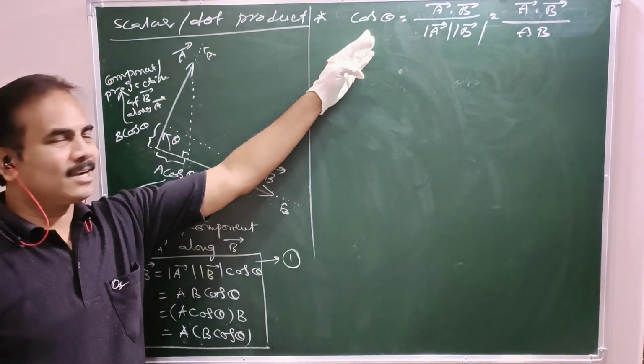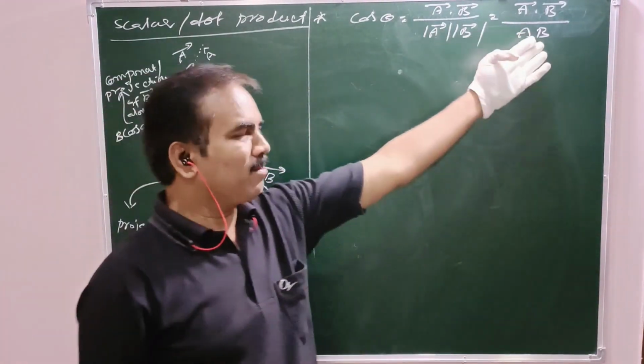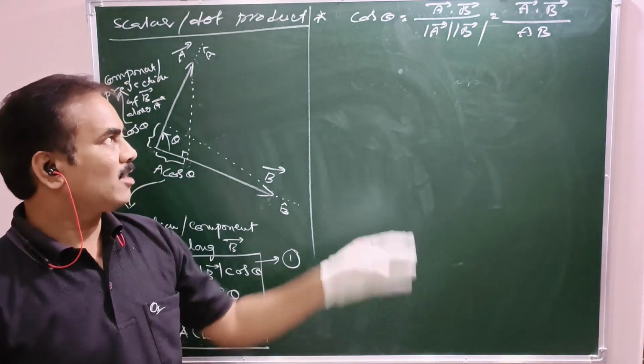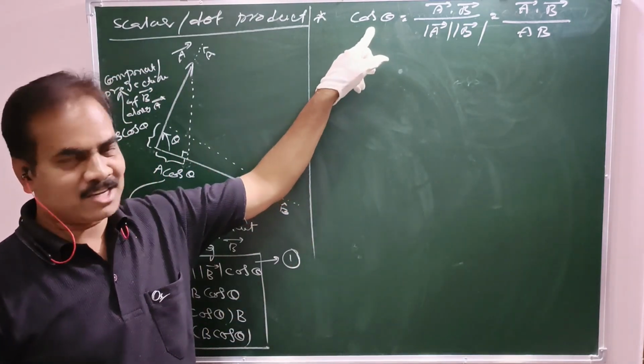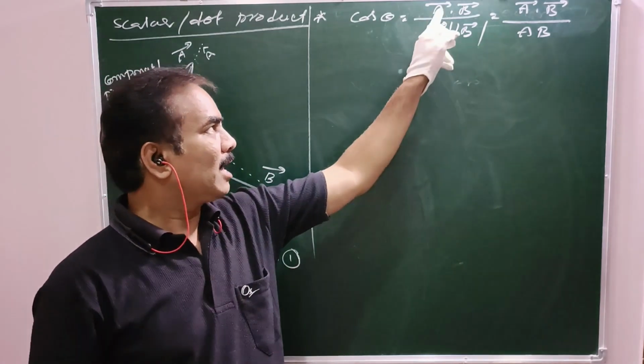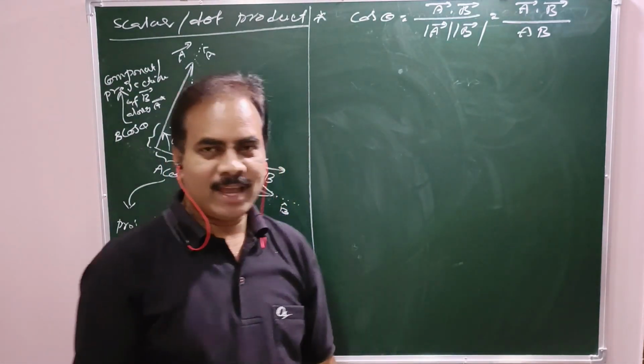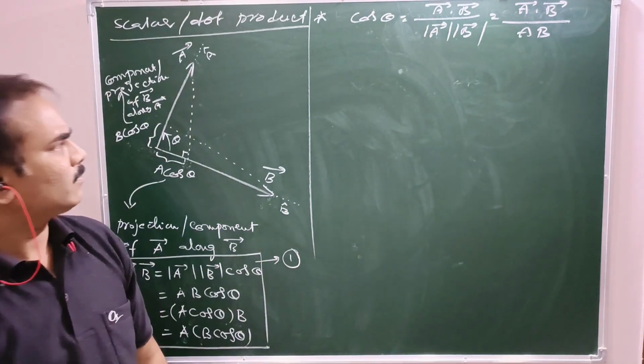What is this cos theta for? If you are given two vectors A bar and B bar and you are asked to determine the angle between those two vectors, then you can use this relation, that is cos theta equal to A bar dot B bar by mod A bar mod B bar, that is A bar dot B bar by AB. Okay.